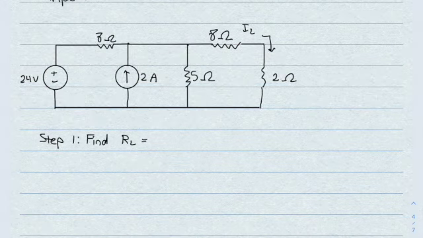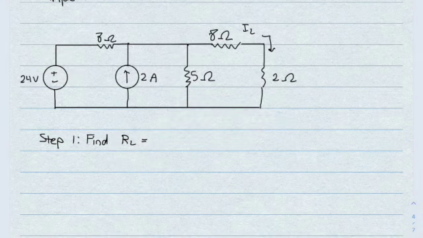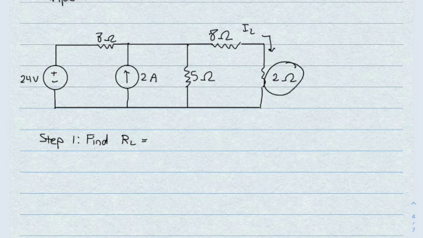All right, guys, let's do one more example, and then you're pretty much going to be pros at Thevenin's theorem. Okay, so let's just get right into it. So find the load resistor. Easy, it's right here on the right. 2 ohms, right? Because your load current is flowing across it. All right, step 1 done.